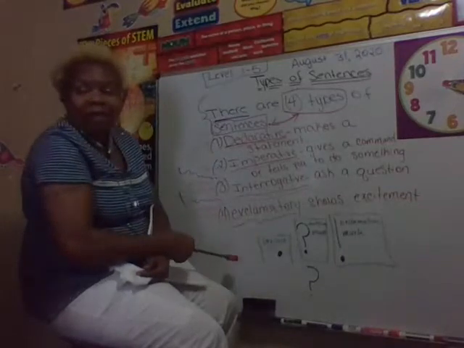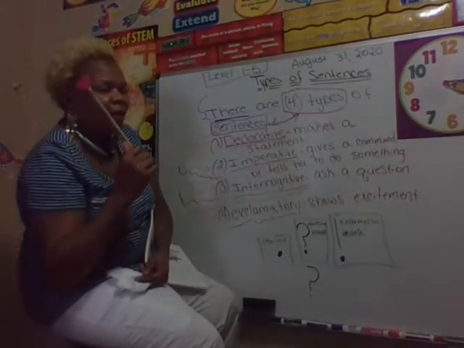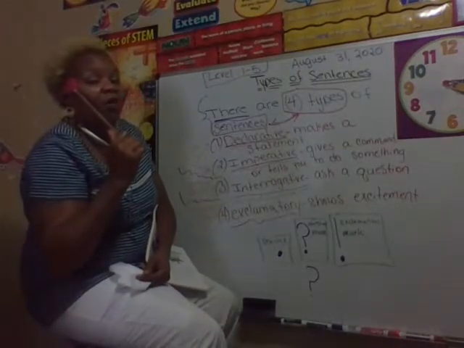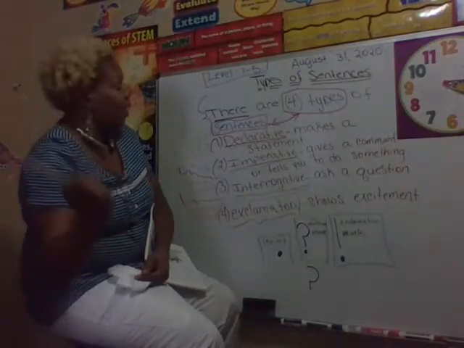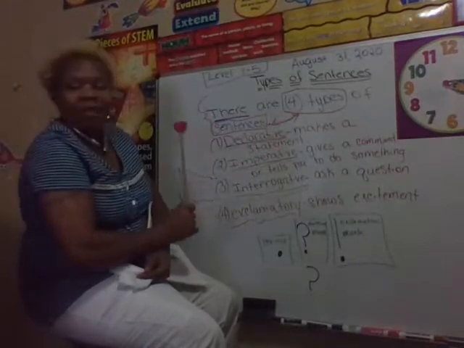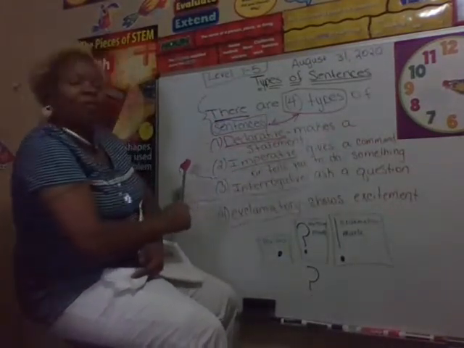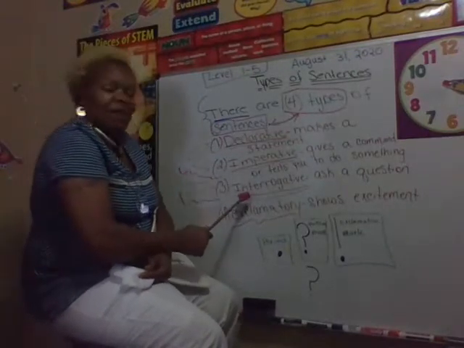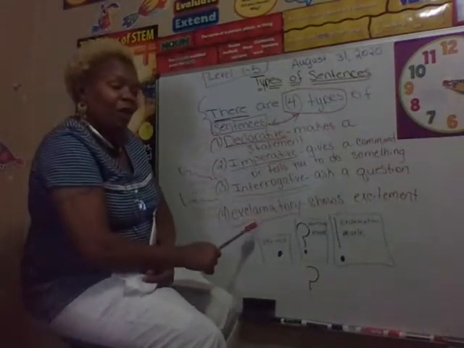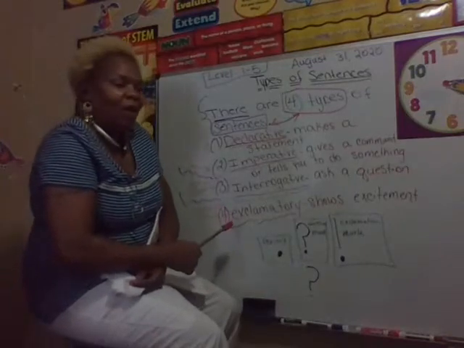Let's do it again, because I want to make sure that it is stuck right here. Are we ready? This time we're going to go a little bit faster. Are you ready at home? Let's go. Declarative makes a statement, ends with a period. Imperative gives a command, ends with a period. Interrogative asks a question, ends with a question mark. Exclamatory shows excitement, ends with an exclamation mark.